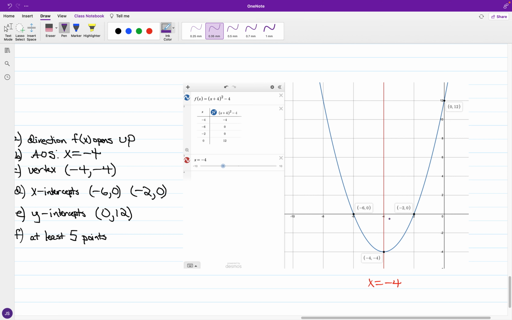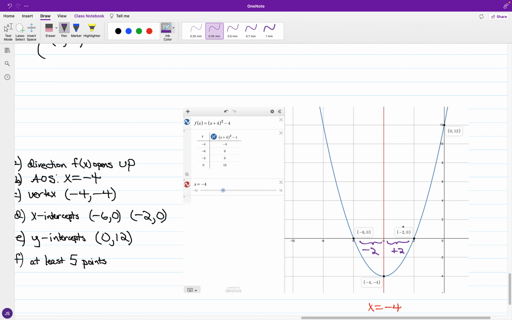And just looking at what we have here, you have -2, 0. This is going to be 2 places to the right of the axis of symmetry. And -6, 0 is going to be 2 places to the left. And if I go up to y equal to 12, going from the axis of symmetry, you have -4, 12. And if I go out to the right to 0, 12, I will have gone 4 places to the right.